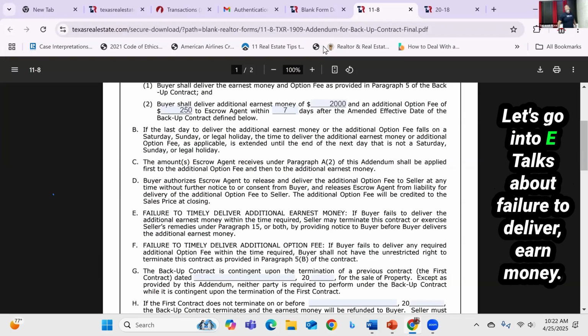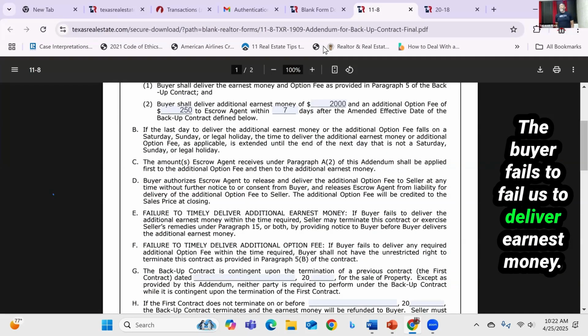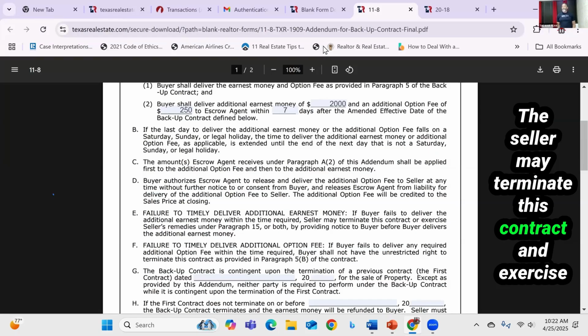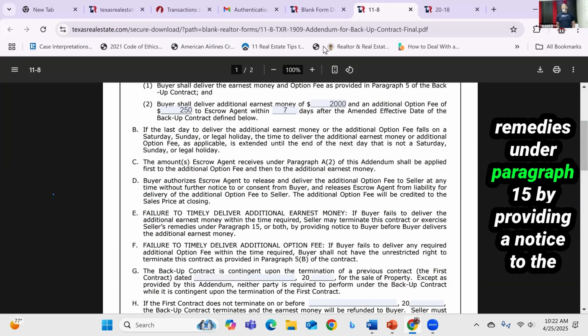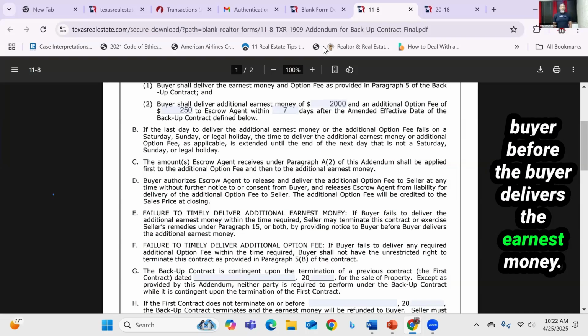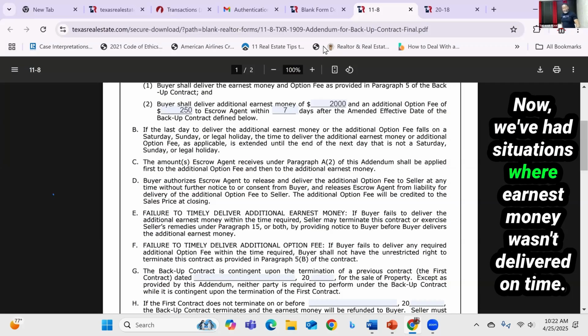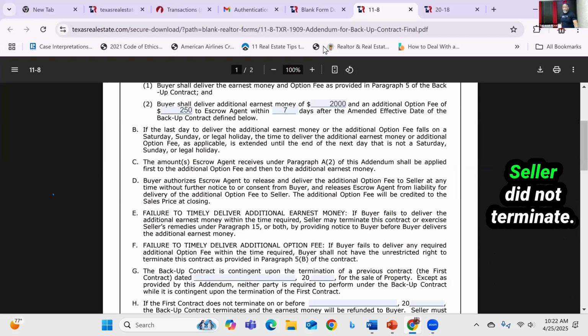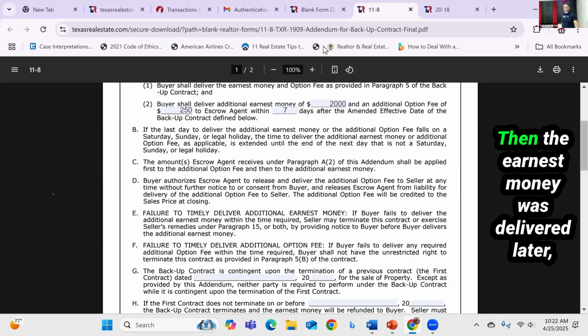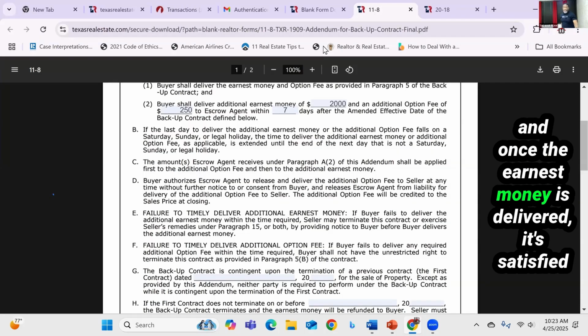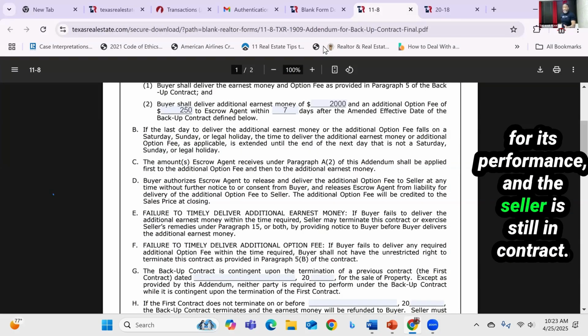All right, let's go into E. Talks about failure to deliver earnest money. If the buyer fails to deliver the earnest money, the seller may terminate this contract and exercise remedies under paragraph 15 by providing a notice to the buyer before the buyer delivers the earnest money. Now, we've had situations where earnest money wasn't delivered on time. Seller did not terminate, but then the earnest money was delivered later. And once the earnest money is delivered, it's satisfied for its performance and the seller is still in contract.